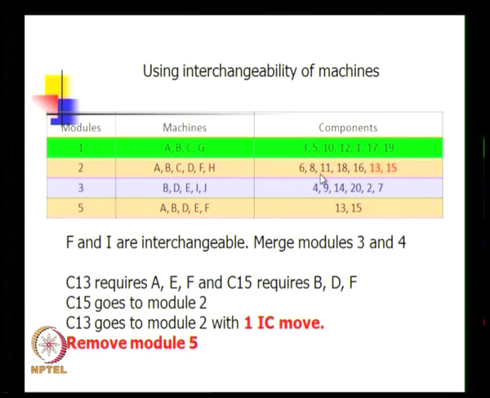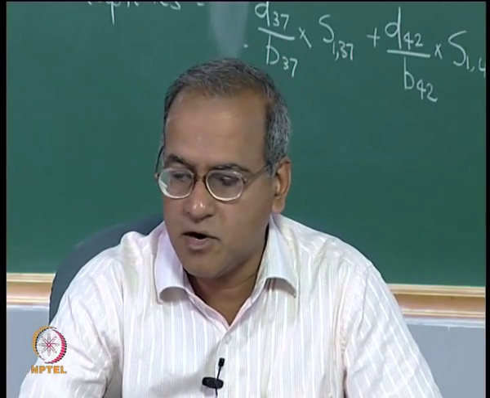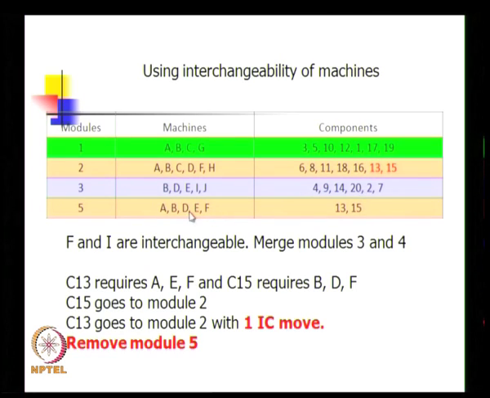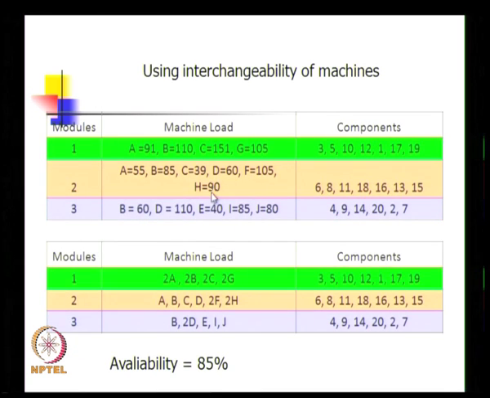So, 13 goes to module 2 with an intercell move to either G or to E, because E and G can be used interchangeably. So, 13 goes to module 2, but with one intercell move. So, we create one intercell move and we remove this module 5 from here, A, B, D, E, F, so that we can remove this module and save 5 machines.